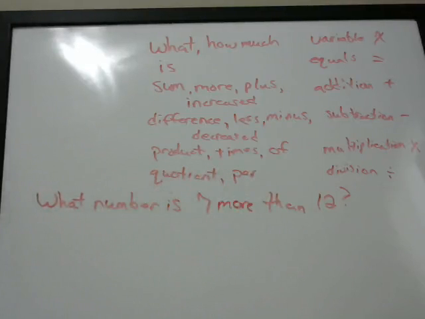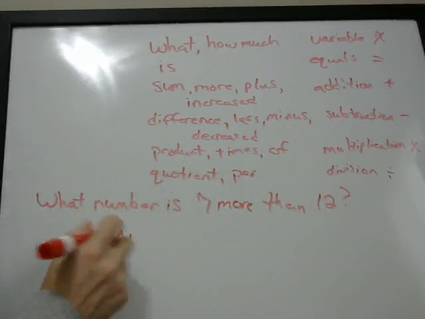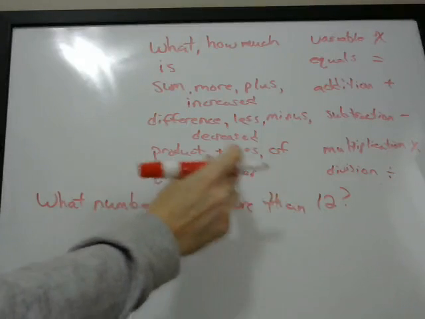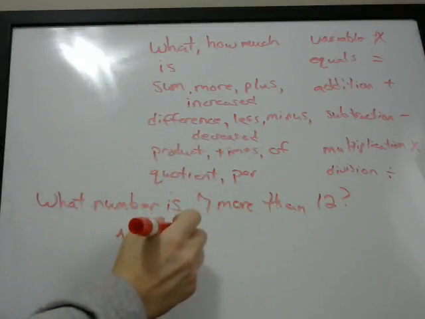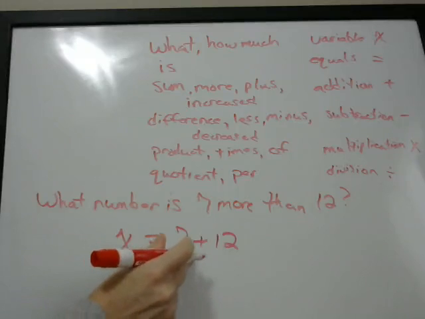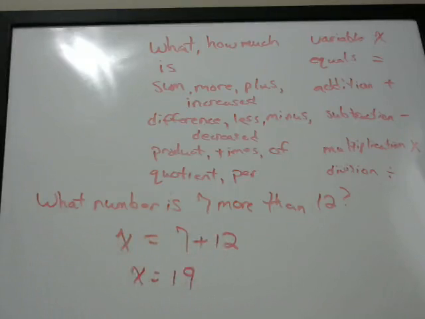What number is 7 more than 12? What is 7 more? More is going to be addition. 7 plus 12. So here the answer is 19.